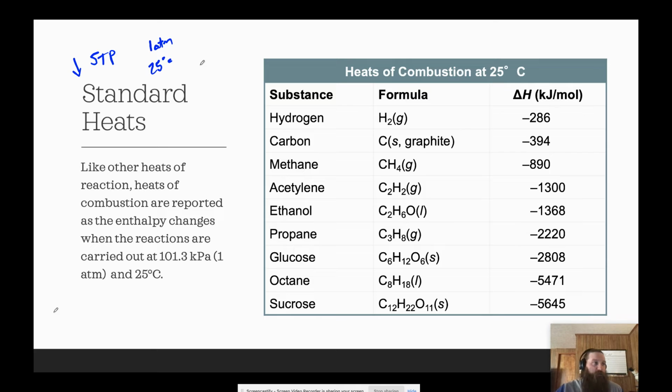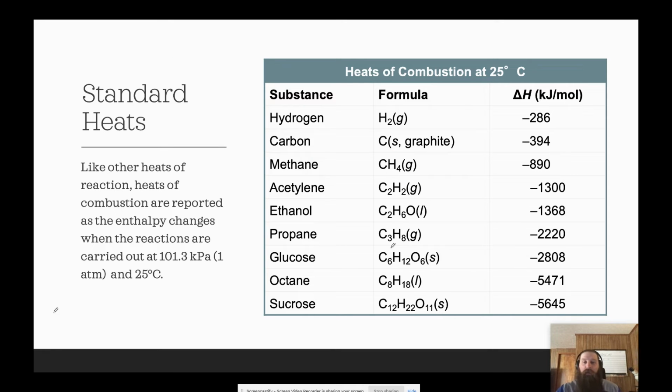There are a bunch of tables that have all of these different standard heats of combustion at 25C. Notice that they include a phase. So carbon as a solid in the form of graphite, which will be different than diamond, is negative 394 kilojoules per mole. Methane as a gas, right? Let's see, do they have one? No, they don't.